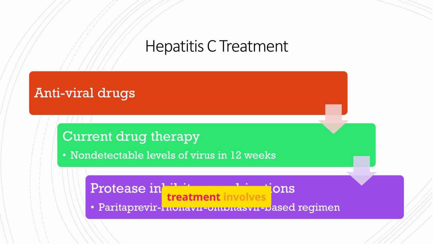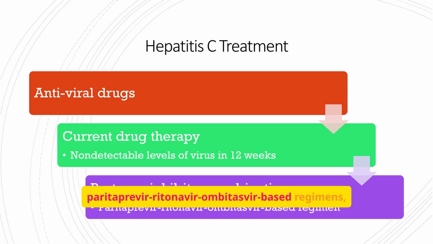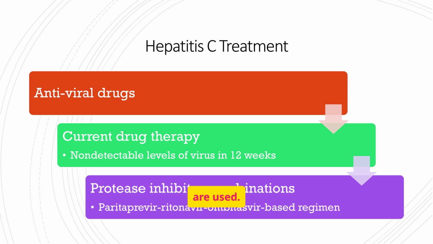Hepatitis C treatment involves antiviral drugs. Current drug therapy aims for non-detectable levels of the virus in 12 weeks. Protease inhibitor combinations, such as paritaprevir, ritonavir, and ombitasvir-based regimens, are used.